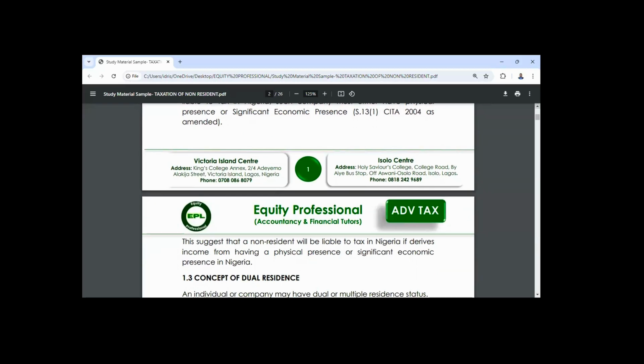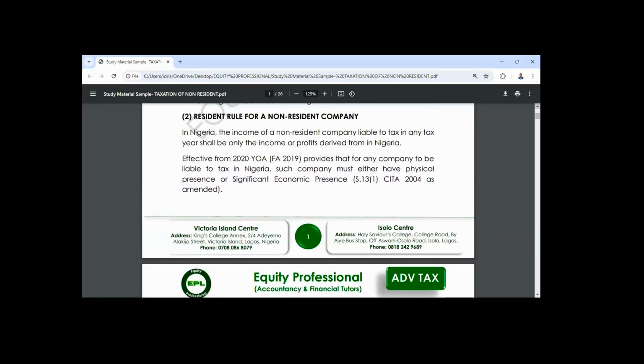And based on that, for a non-resident company to be liable to tax in Nigeria, that means they must have a fixed base. Fixed base means they have an office in Nigeria, or they have a branch in Nigeria, or they have a warehouse in Nigeria, or they have a factory in Nigeria, or they have a significant economic presence in Nigeria. What that significant economic presence means is that they may not be physically present in Nigeria, but they are doing business in Nigeria through the internet, through IT. They are rendering service to the Nigeria domain through IT service, online service.